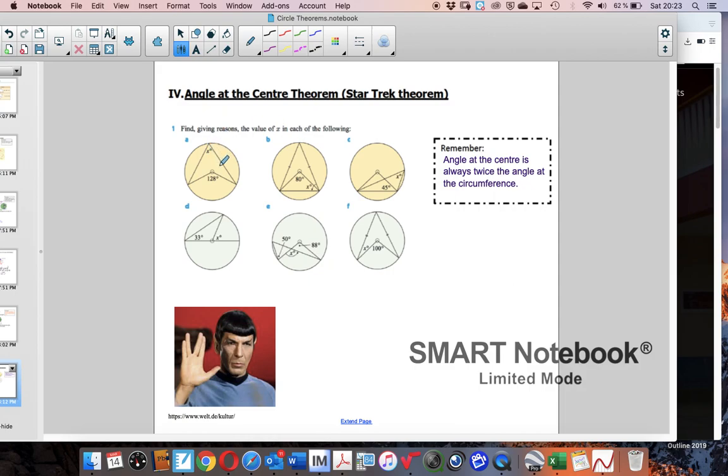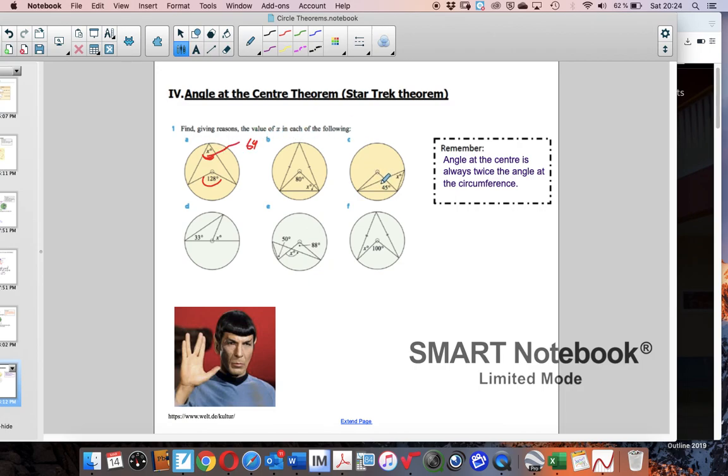So starting off with this easy question, you can see that as soon as you see the 128, here's your Star Trek theorem, and remember, this one is always half of this one. That's the big one. Then we can just divide 128 by 2 and get 64 here, okay?